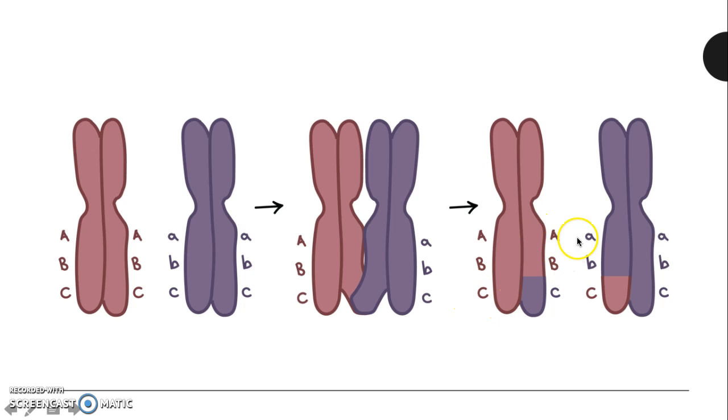And on the other side, we've got a new mix. We still have the capital A and the capital B, but this time we have the lowercase c. So that might be, for example, instead of the curly fur in combination with these other 2 characteristics, we'll get straight fur. Okay, so we just see this new recombinant DNA chromosome.